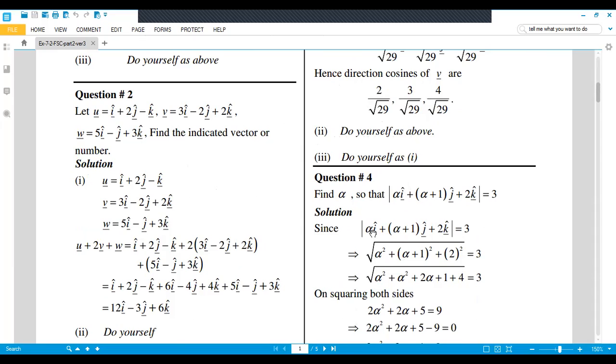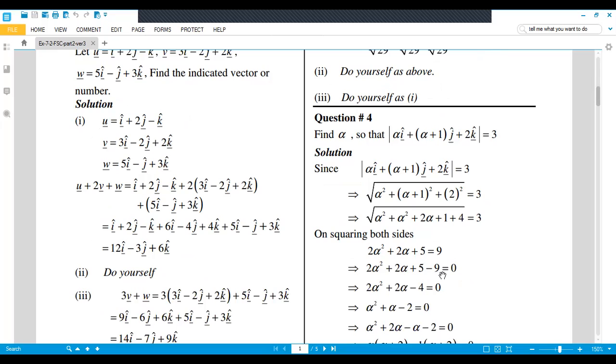You know that the i coefficient squared plus j coefficient squared plus k coefficient squared, under root, is equal to 3. So alpha squared, we open it with the help of the (a + b) whole square formula. So alpha squared + 2 alpha + 1, and 2 squared is 4. To remove the square root, we take the square on both sides. So the square root is removed. Here alpha squared plus alpha squared is 2 alpha squared, 2 alpha as it is, 4 + 1 is 5, and 3 squared is 9. So 9 is shifted to the left hand side. So 5 - 9 is -4.